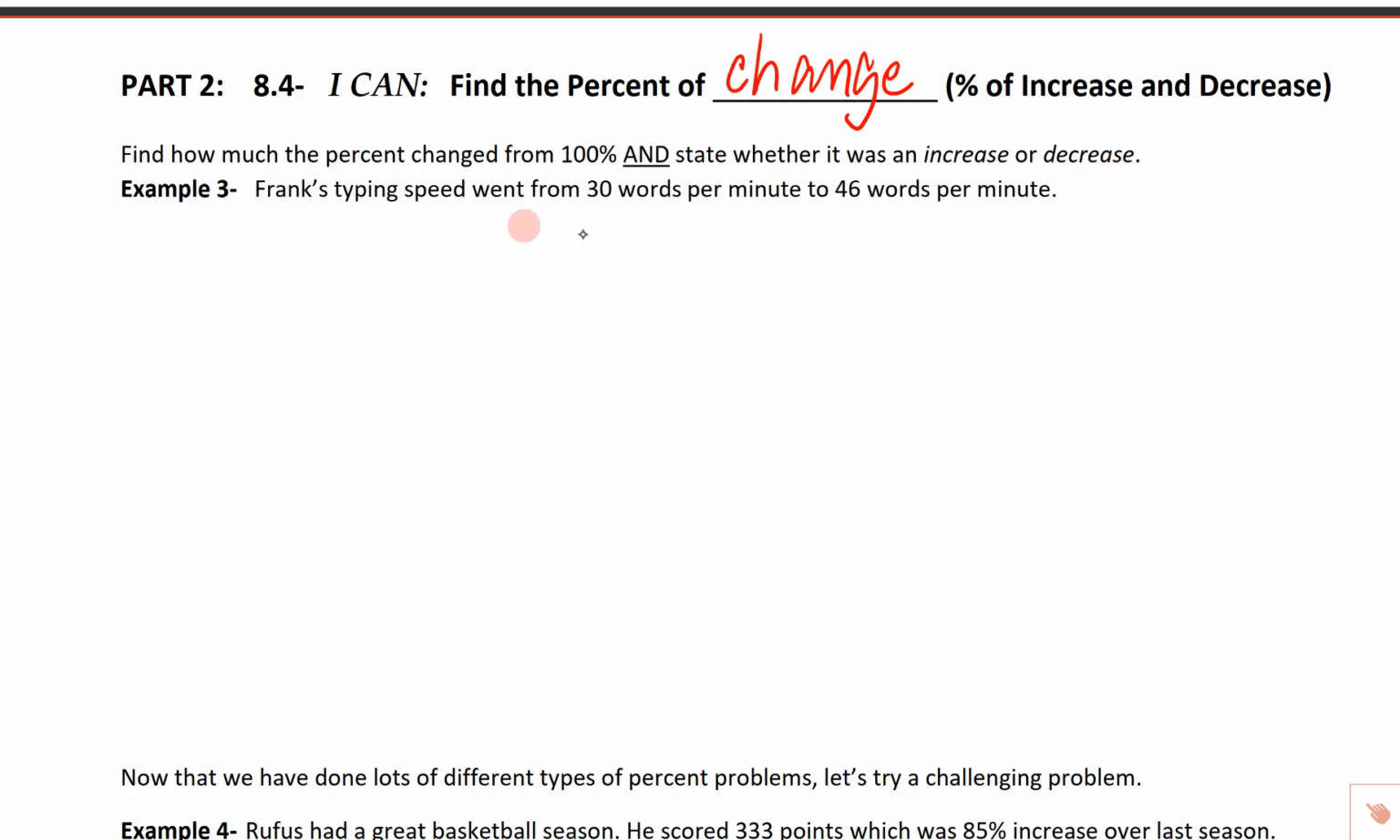Frank's typing speed went from 30 words per minute to 46 words per minute. So remember, when we set this up, we want to know the new amount is what percent of the old amount. So we're going to put the new amount of 46 down, and we want to say 46 is what percent of, and remember of means to multiply, the old amount, which was 30. So now we're going to go ahead and solve this for p. So we'll divide both sides by 30.